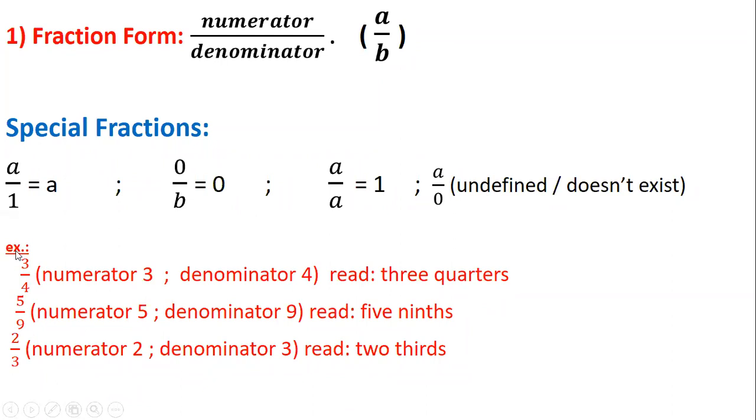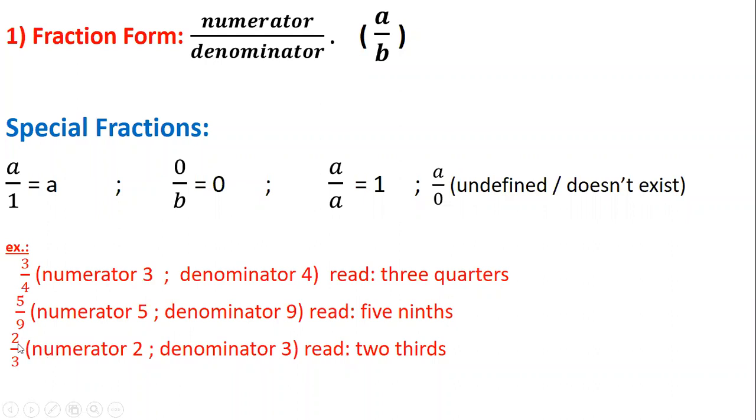Now I will give you examples of different fractions. This fraction, we read it 3/4. Always we read the numerator, then we read the denominator. The numerator is 3, the denominator is 4, and this fraction is read 3/4 because whenever the denominator is 4, it is read quarters. Now the second fraction, 5/9, the numerator is 5, the denominator is 9, and it is read 5/9.